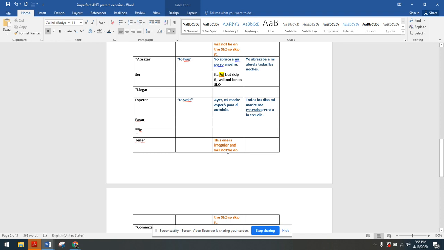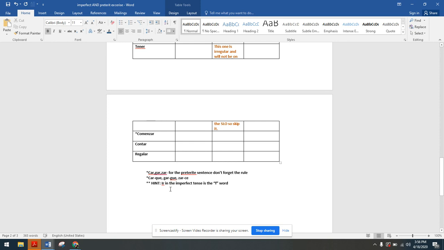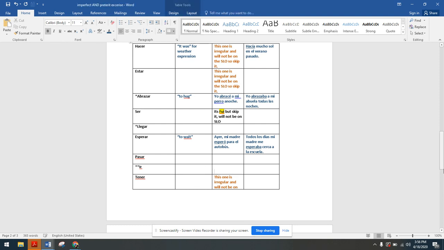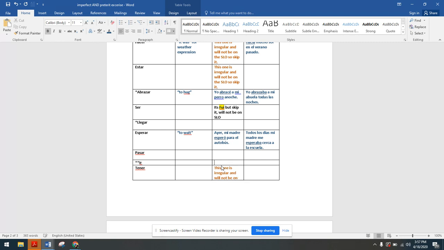So ir gets two little asterisks because ir in the imperfect. Actually, you know what? I messed up. I wrote imperfect, but I meant to write preterite tense. So I'm gonna fix that right now, class. Do you remember? I wrote ir in the preterite tense is the F word. There's your hint. So in the preterite, which is in this box, right? This is the preterite section. What is the F word? Remember the Spanish F word? Stop cursing at me. It's fui. Okay, hopefully you knew that. If not, figure it out.